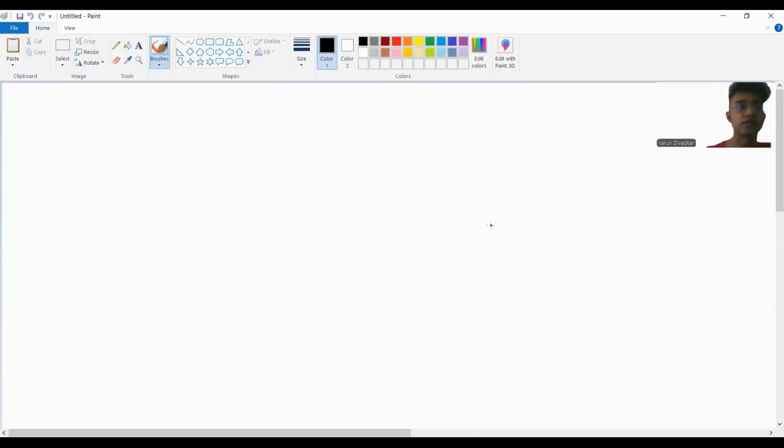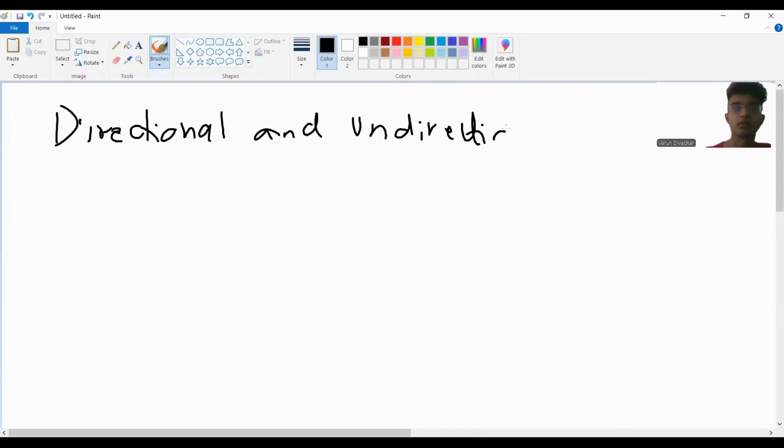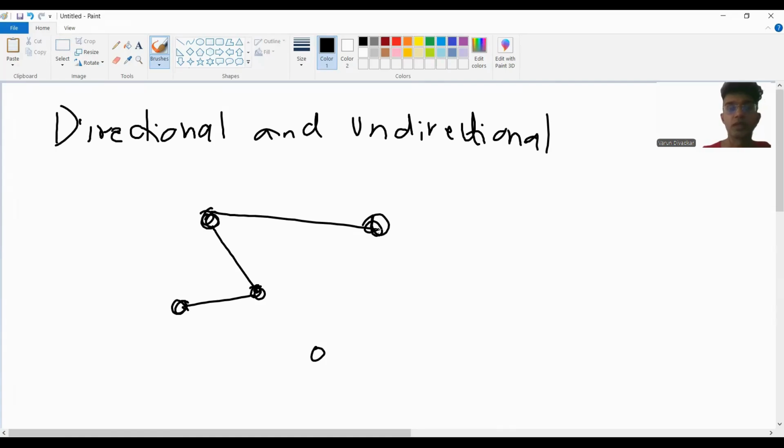But the first thing is directional and unidirectional graph. Okay, so what is directional and unidirectional? Let's say the same social media example, right? So these people are friends with each other. This person is a friend of this person, this person is a friend of this person. It's not that this person is a friend of this person, but this person is not a friend of this person. That can happen, right? Both of them are friends with each other.